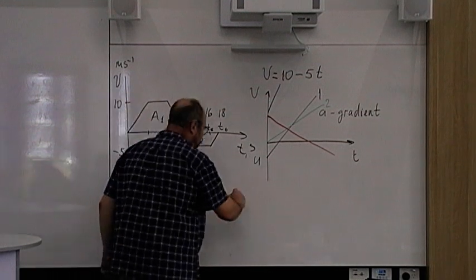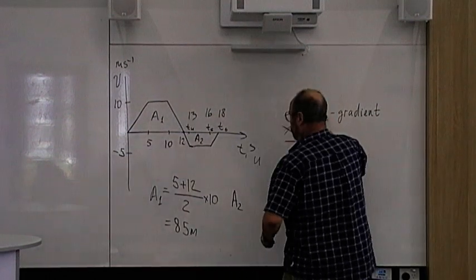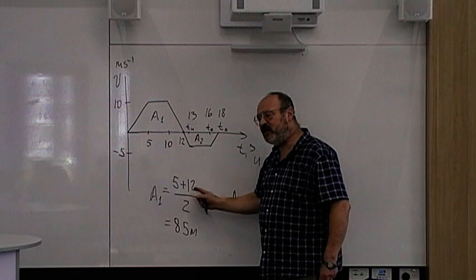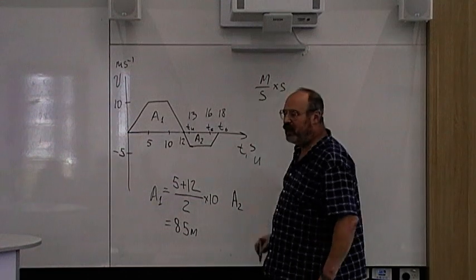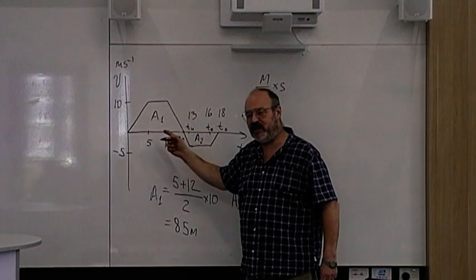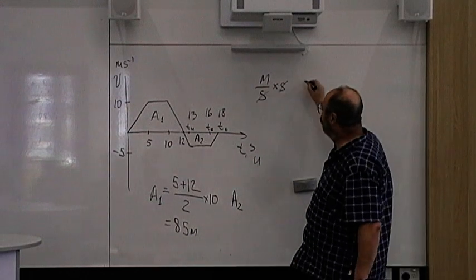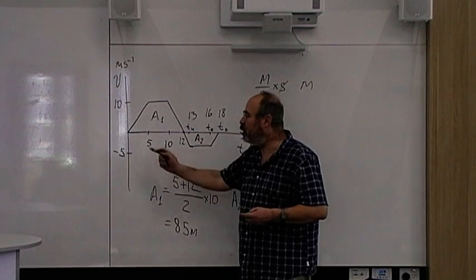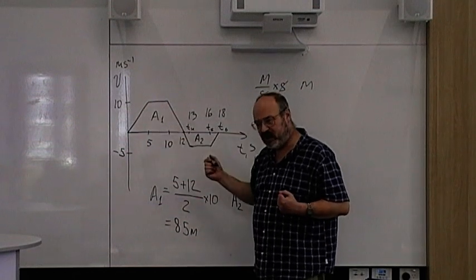Now let's find area 2. We have meters squared? No. We have meters per second on this axis, and seconds on this. You're working out displacement. Seconds and seconds cancel out, so we get meters. Displacement is in meters, it's not the area of a geometrical shape. Meters per second times seconds will be meters.